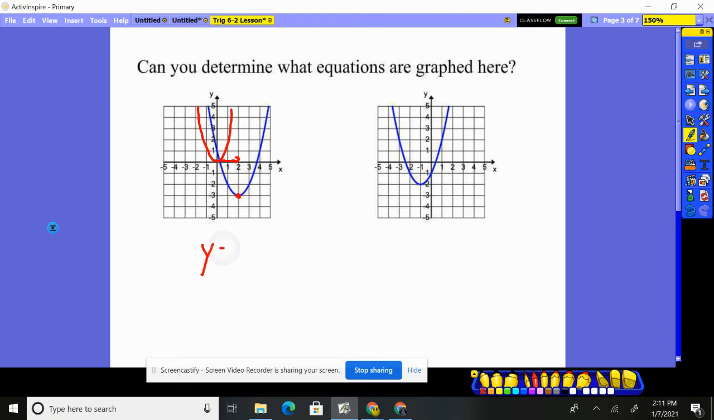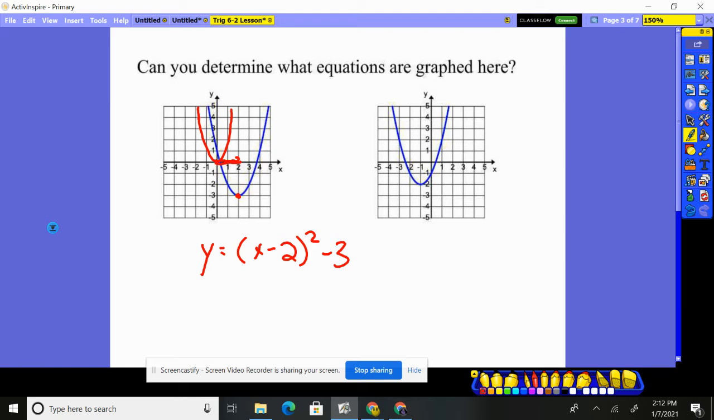So here's what happened. To make it movement left and right, that's messing inside with the x. We went over to positive 2. That means we subtracted 2 here. That's what made it move to the right 2. Then it went down 3. Well, that's just normal. So we just put minus 3 on the outside.